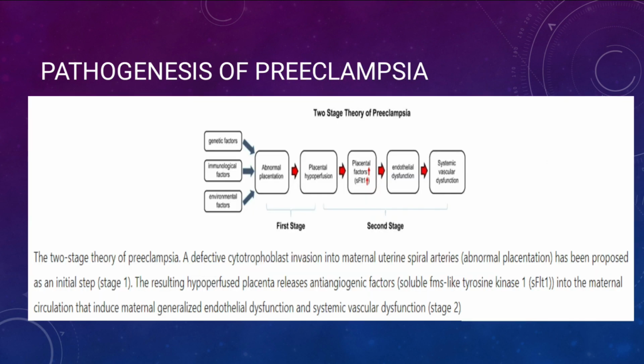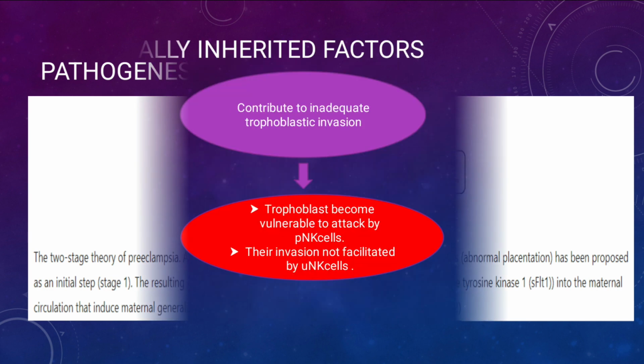This is the pathogenesis. First, any genetic factor or immunological risk factors and environmental factors lead to abnormal placentation, because those having all these genetic, immunological and environmental risk factors will have an abnormal placentation. That leads to placental hypoperfusion, which leads to placental oxidative stress, which leads to release of anti-angiogenic factors like sFLT1 that will inhibit VEGF and PlGF, and that leads to endothelial dysfunction and systemic vascular dysfunction.